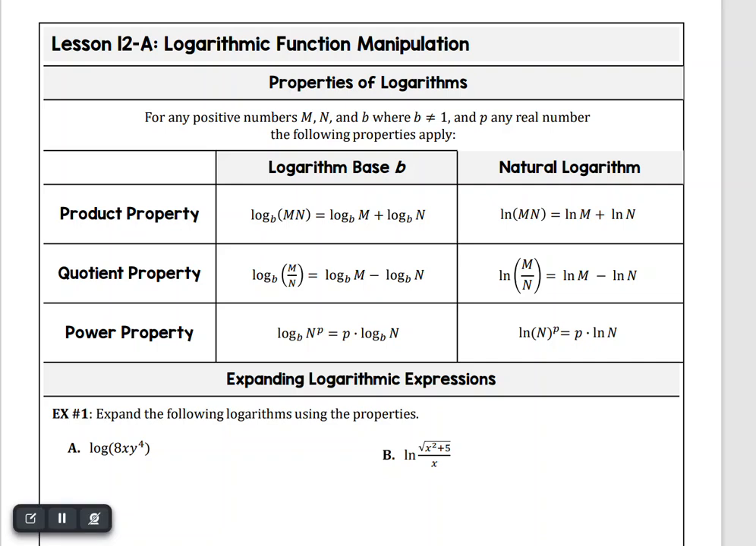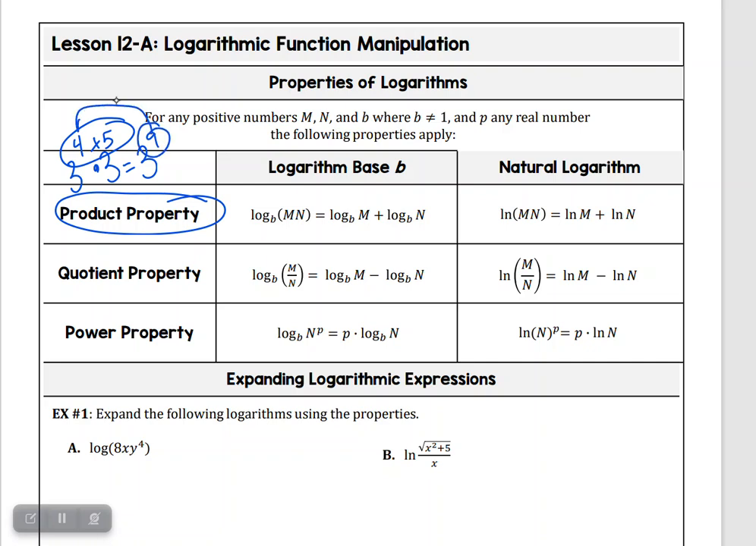These should hopefully make a lot of sense. Let's think of the product property. If I have 3 to the 4th times 3 to the 5th, remember what you do. You keep the same base, and when you do those exponents, you add. Or vice versa, I can take the 9 and split it up here.